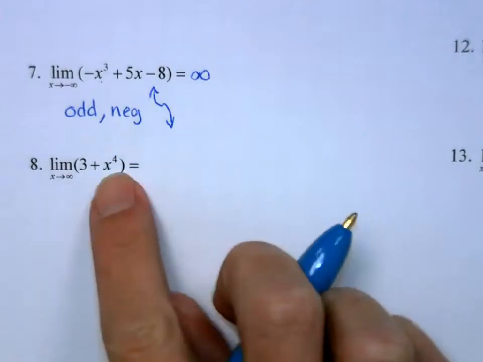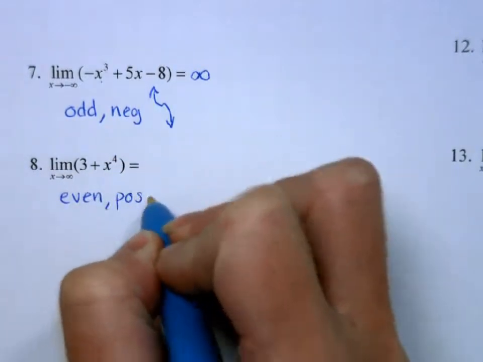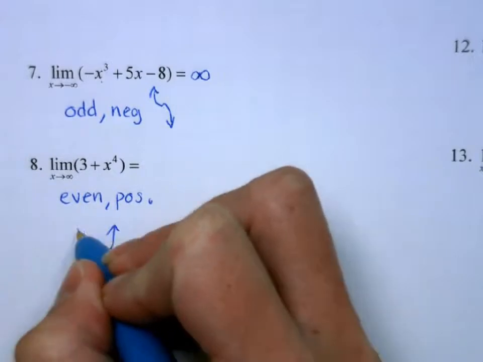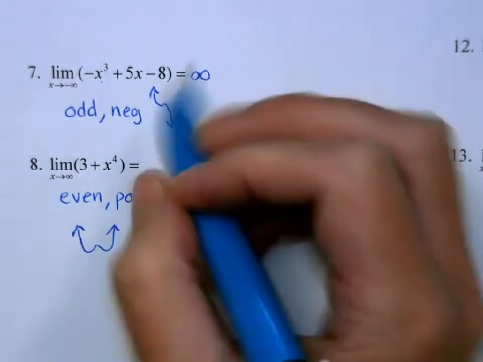This one is an even positive, so it'll look like something like that. So as x goes to infinity, it is going to infinity.